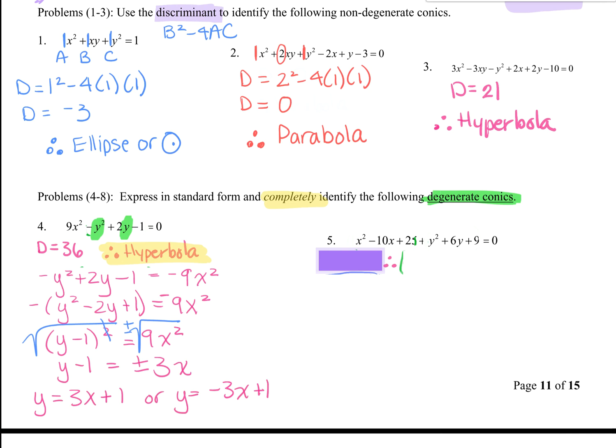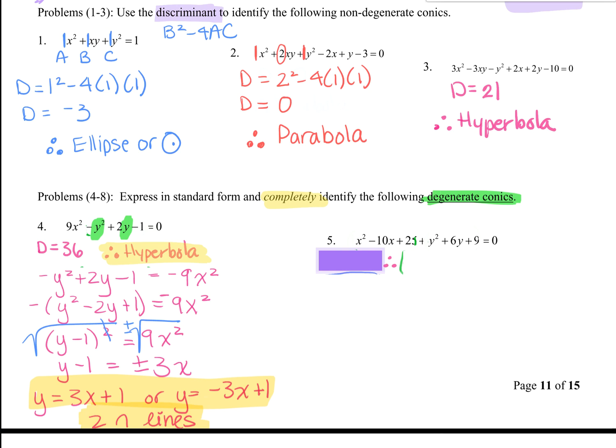And so I've identified that I have a hyperbola. These are the equations that I end up with in the end, and these 2 equations represent 2 intersecting lines. So 2 intersecting lines. Okay. And so now we've completely identified it. We've identified it not only as a degenerate hyperbola, but the degenerate type that it is two intersecting lines.